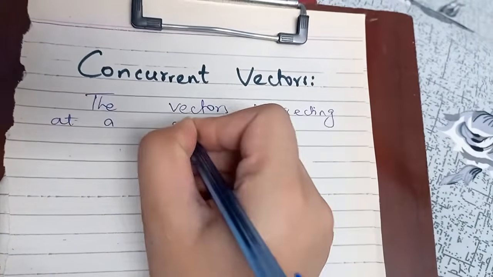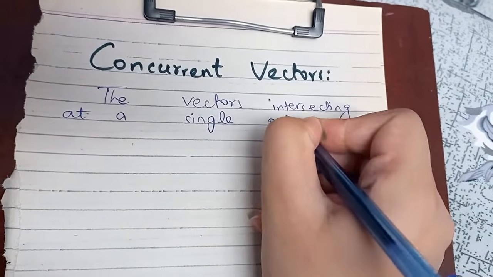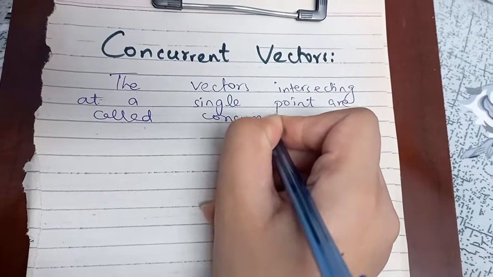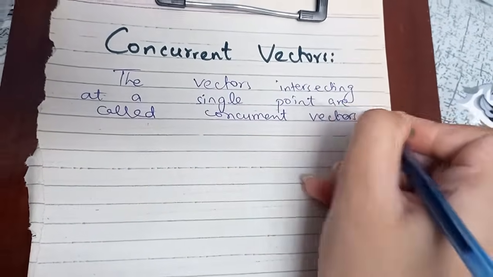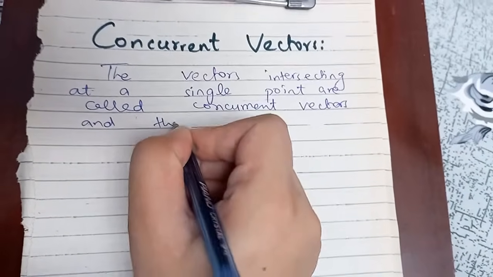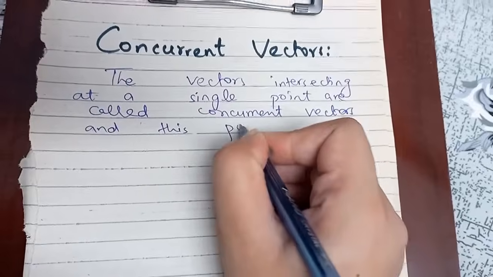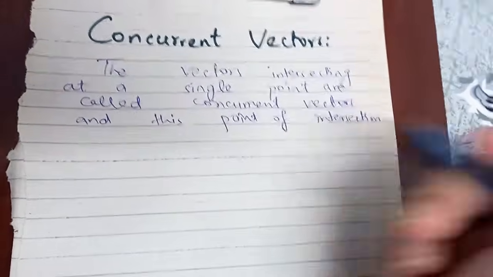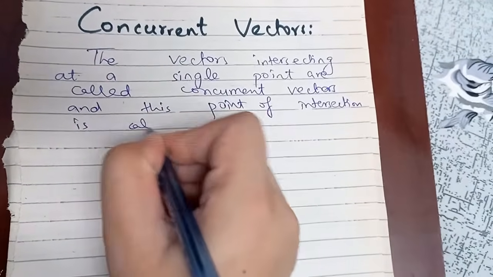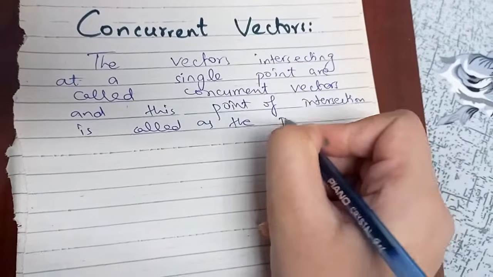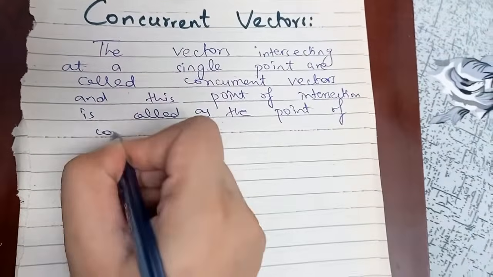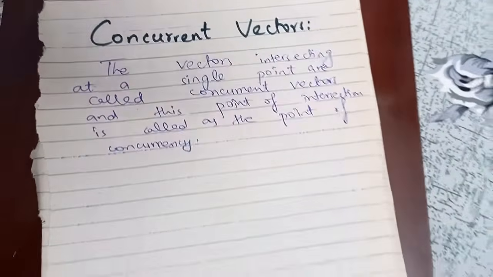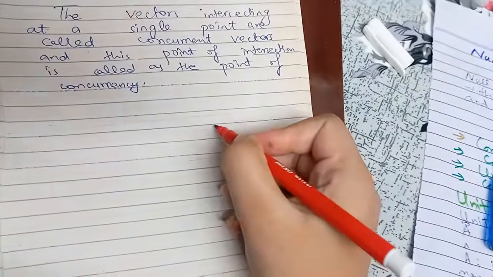The vectors intersecting at a single point are called concurrent vectors. And this common point of intersection is called the point of concurrency. Let's draw these beautiful concurrent vectors with different colored markers.